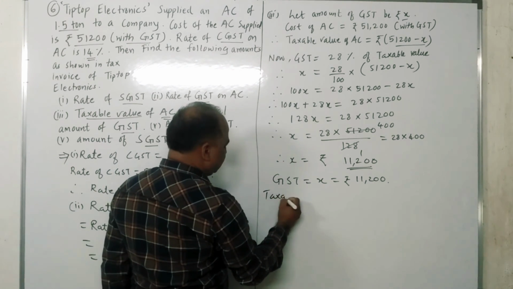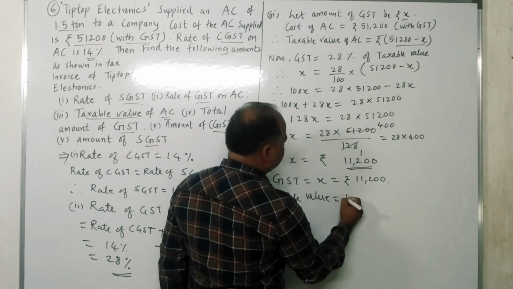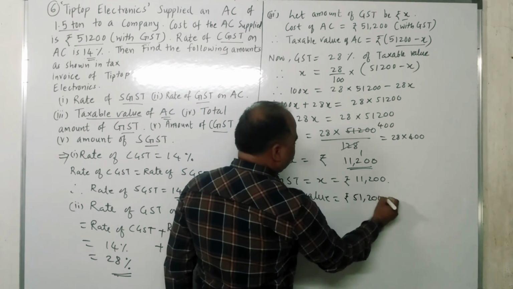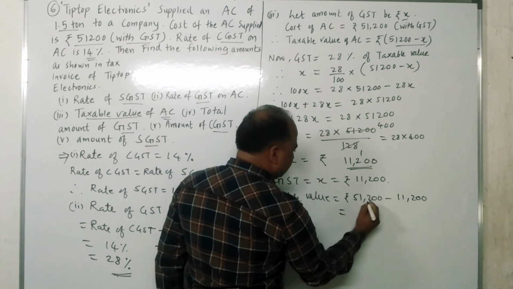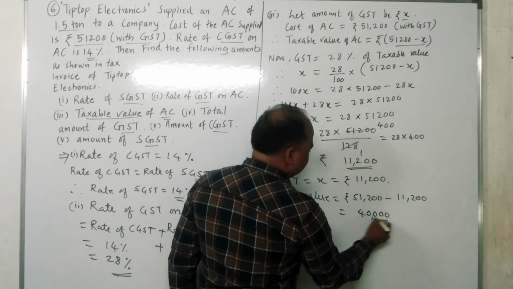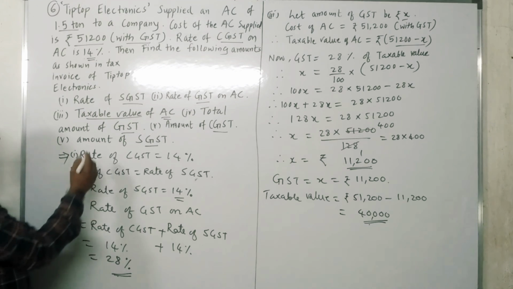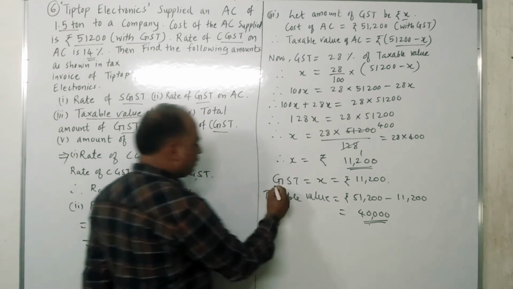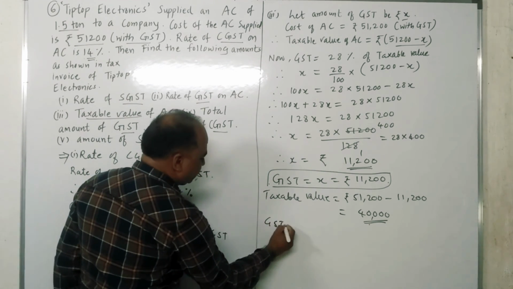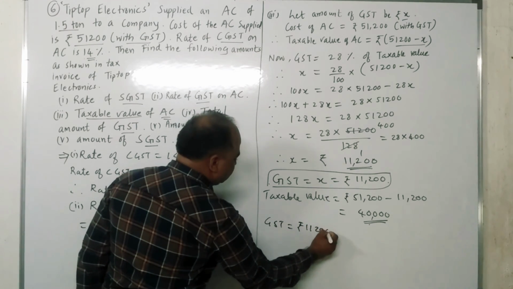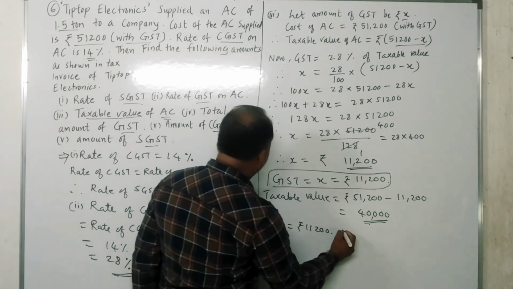So the taxable value of the AC is rupees 51,200 minus 11,200, which is equal to 40,000. 40,000 is the taxable value of the AC. Next, we have to find the amount of total GST. We got the amount of total GST. This is the fourth answer. Amount of total GST is equal to rupees 11,200. Then the amount of CGST is number 5.